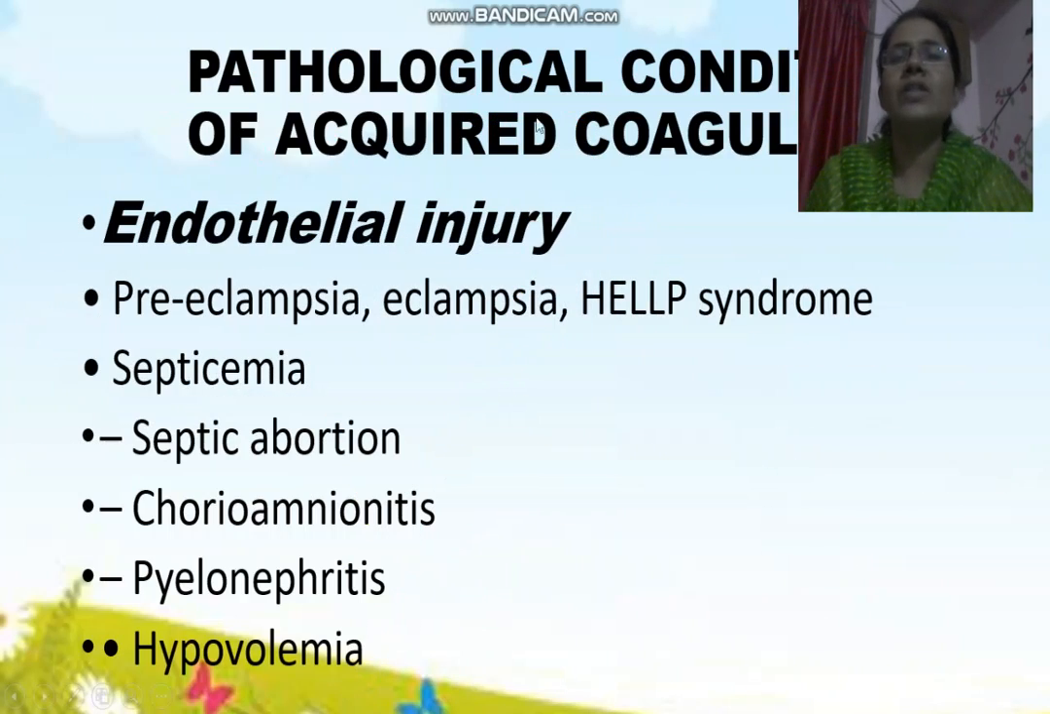Next are the pathological conditions of acute coagulopathy. What are the pathological conditions that cause coagulopathy? Endothelial injury. What are the reasons that cause the endothelial injury? Such as preeclampsia, eclampsia, HELLP syndrome, septicemia, such as septic abortion, chorioamnionitis, pyelonephritis, and hypovolemia.